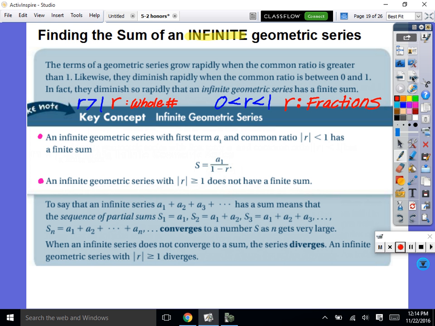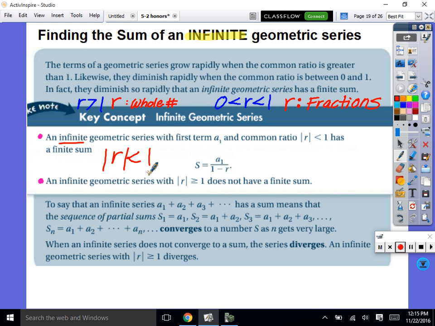Or in other words, if your common ratio is a fraction between 0 and 1, then it's diminishing rapidly. In fact, they diminish so rapidly that an infinite geometric series will have a finite sum. Meaning, and I'll get to the meaning in just a second, an infinite geometric series can have a sum if the absolute value of r is less than 1. So if our ratio is less than 1, then we will have a sum. And I'll explain why in a second.